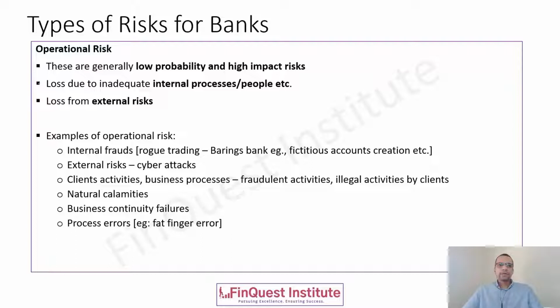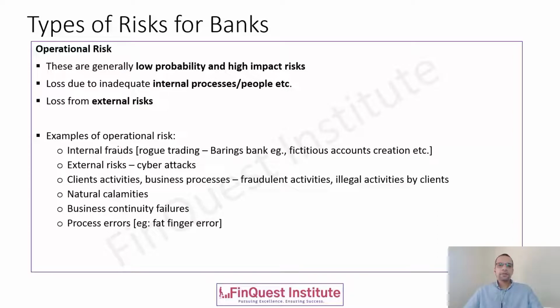A brief classification of how we can divide operational risk is: risk which arises because of insufficient or inadequate internal processes or people's practices which a certain bank may follow, and any kind of loss from external risks which a bank is exposed to. These are the broad subcategories in which we study operational risk. Now let's look at a few examples to understand this better.